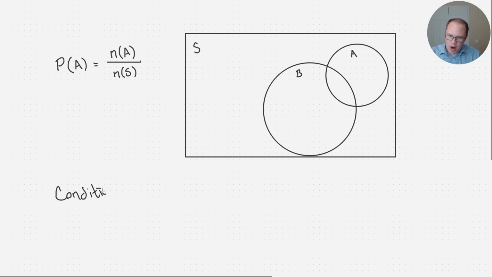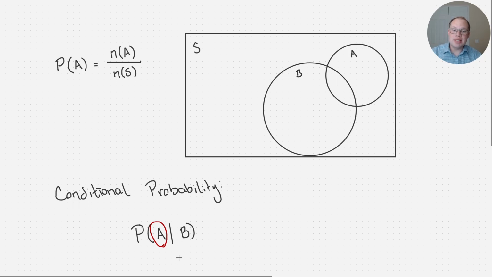We're finding the probability given some other condition that we already know or are already assuming to be true, okay? And we write it probability of A given B. We want to know the probability that A happens given, this vertical line means given, that B has already happened, or we already know B is true, okay?